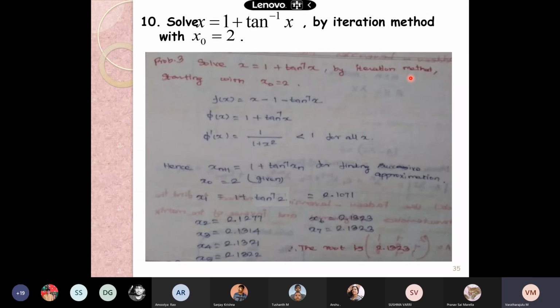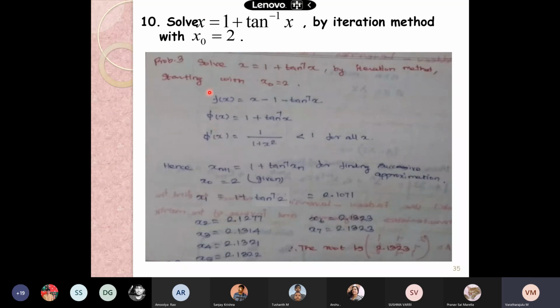Continuing with problem number 10, that is, solve x is equal to 1 plus tan inverse of x by the iteration method, and they are advising us to take the initial approximation as 2. Usually they will give the f of x. Concerning this particular problem, they have given x, so that x has to be taken as phi of x.